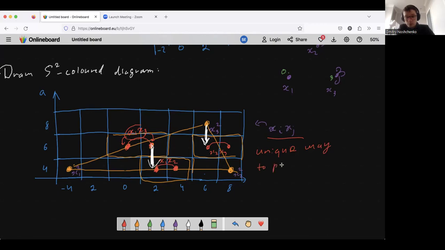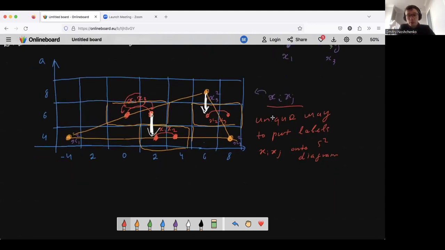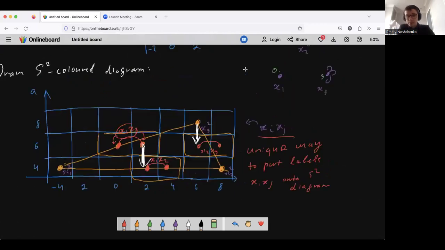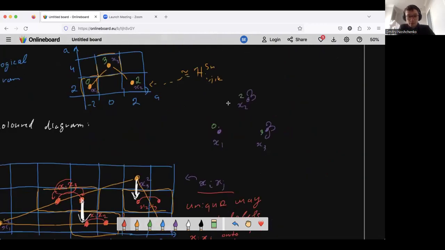To put labels xi, xj onto the S2 diagram. And this unique way says that effectively we have only one quiver for the trefoil, and this quiver is given by this guy, but we also, of course, have to put arrows connecting here.